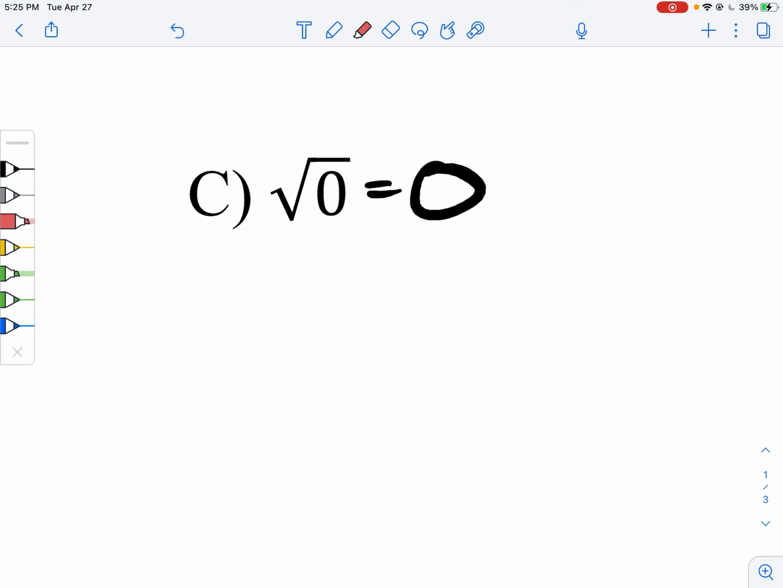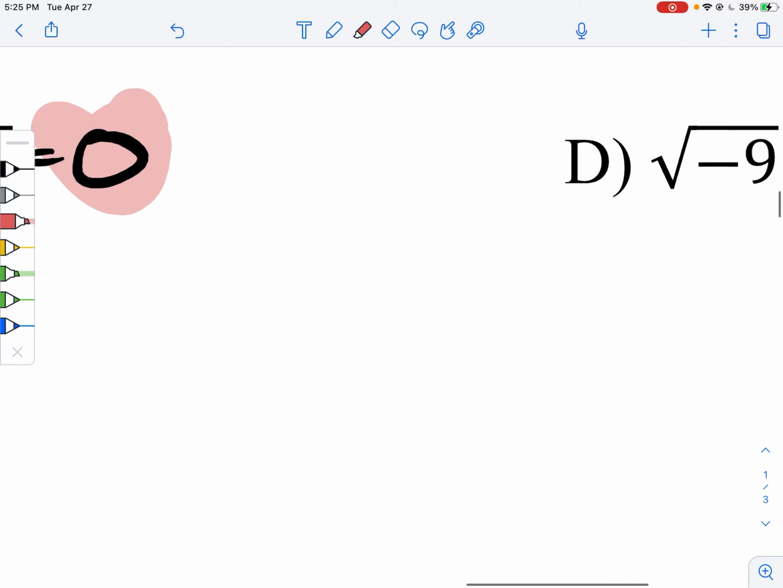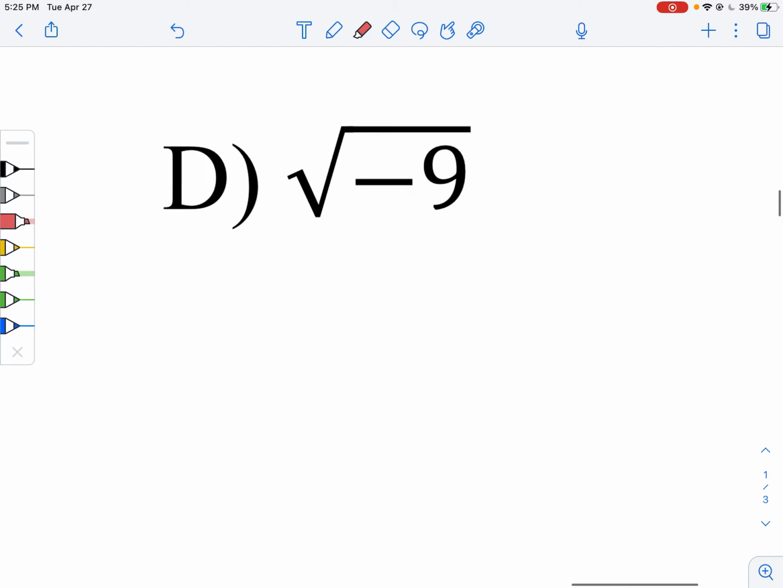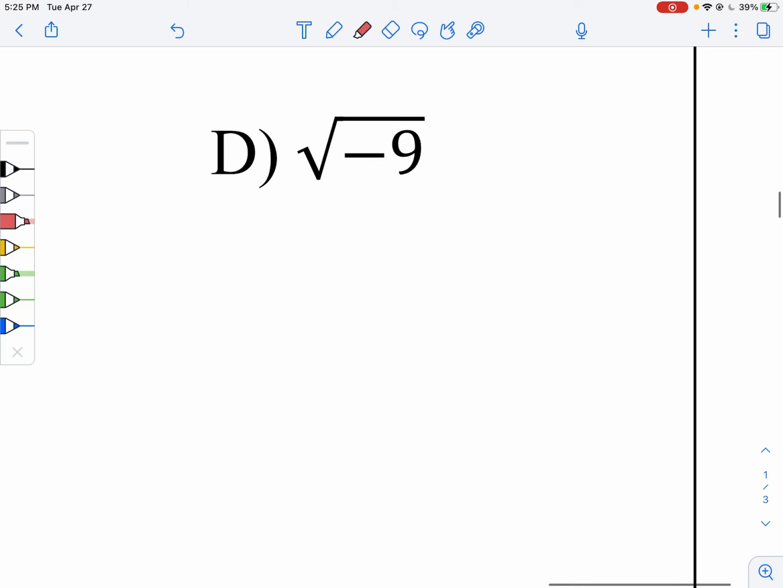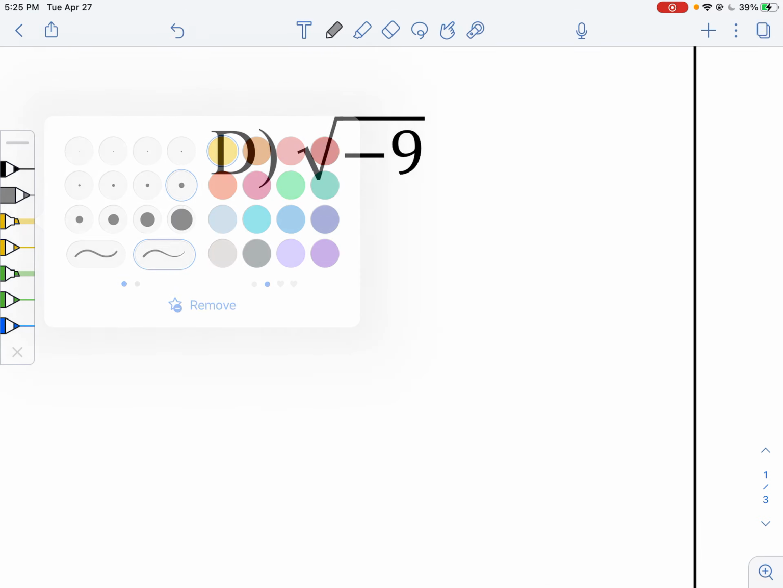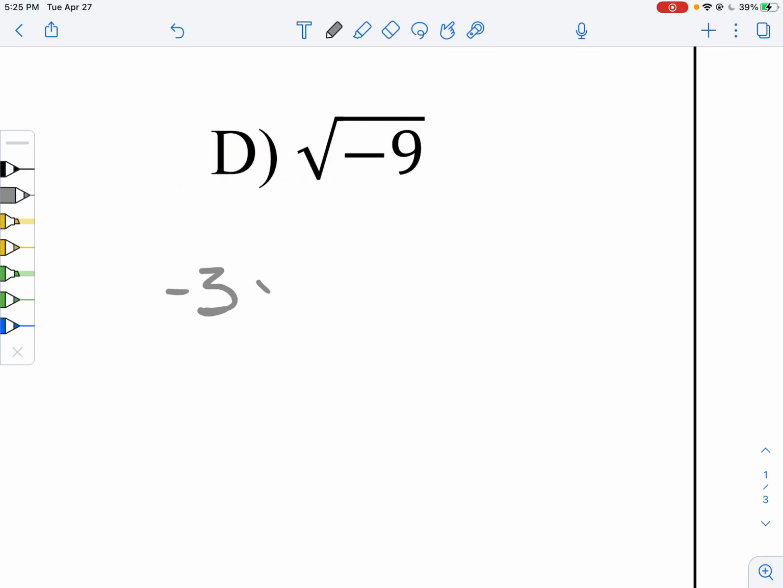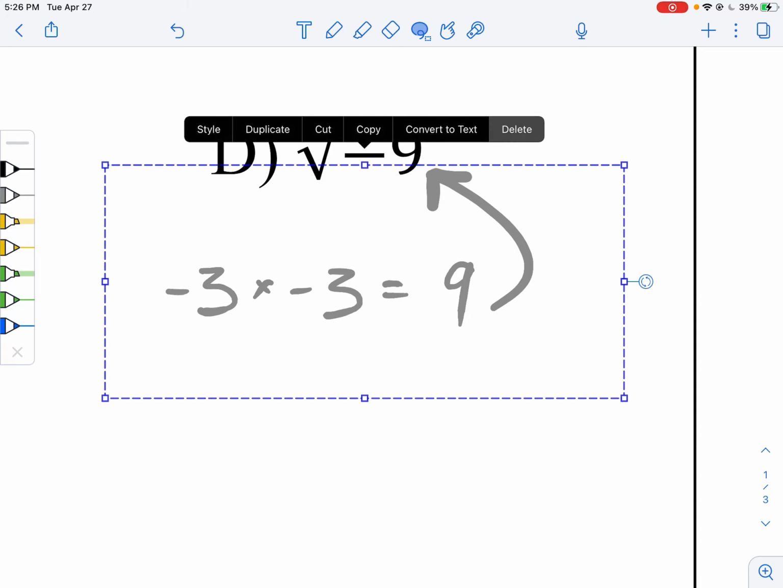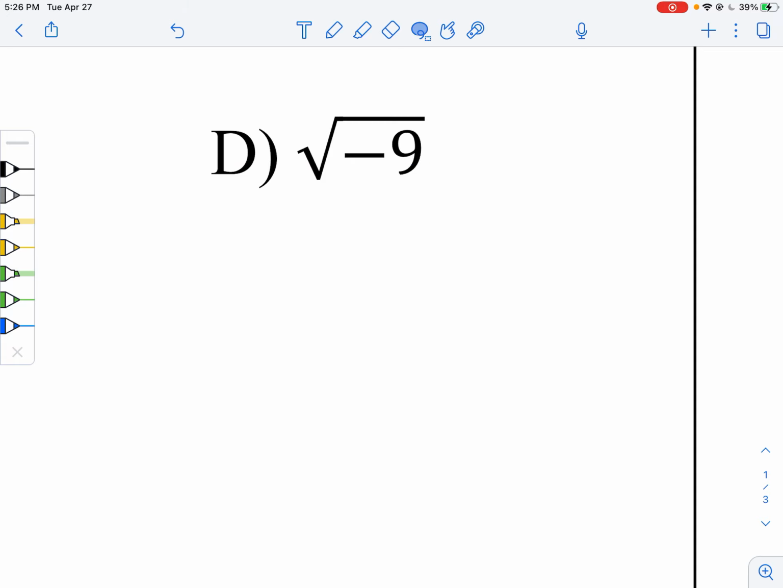But then, what's the square root of negative 9? People are quick to jump to negative 3. But guess what? Negative 3 times negative 3 is positive 9, which is not negative 9. So that can't be it. Turns out this one has no solution.